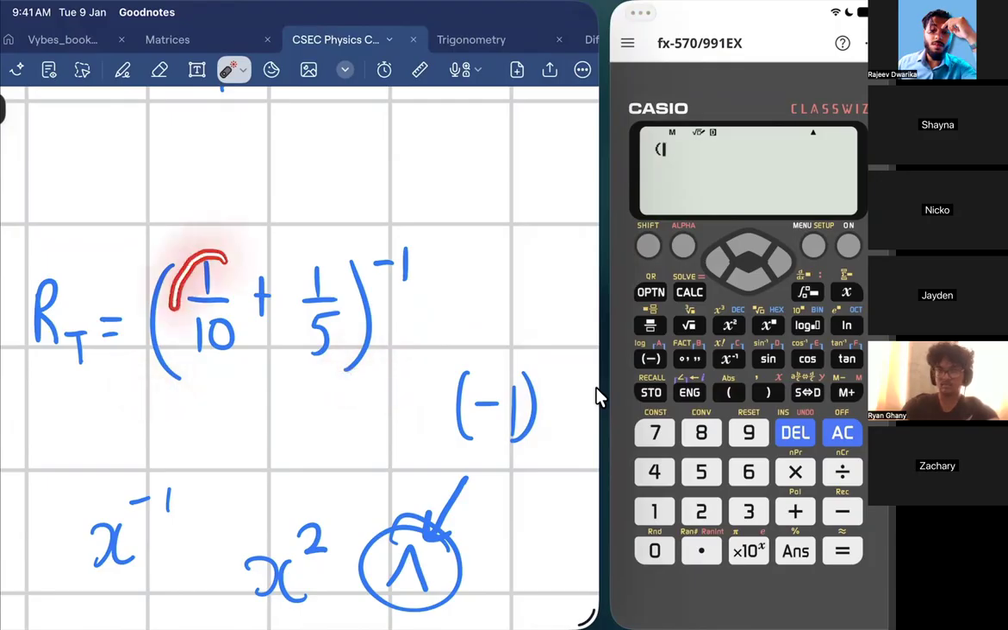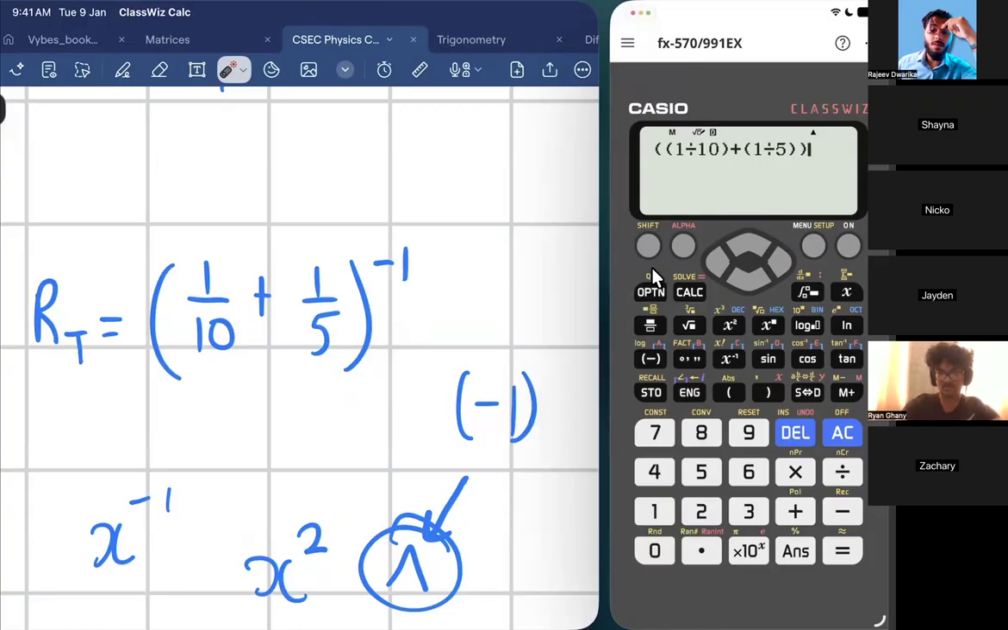And now you have to open a bracket because you have a fraction here. So I open a bracket, I put 1 divided by 10 and I close the bracket. So I just put in the fraction. Then I'm gonna press plus and do the same thing for the 1/5. So 1 divided by 5, close bracket, and then I have to close the outer bracket. Good, let me know if you're with me up to this point.